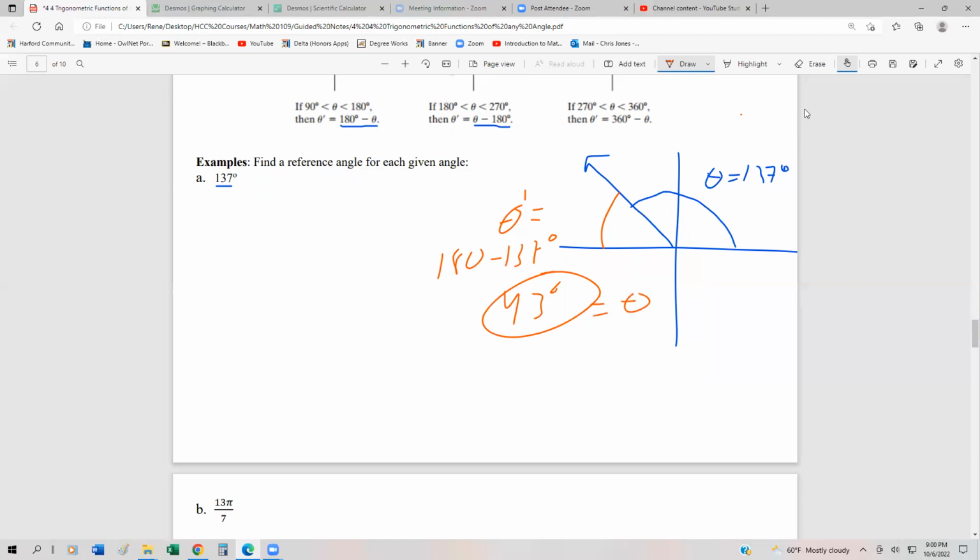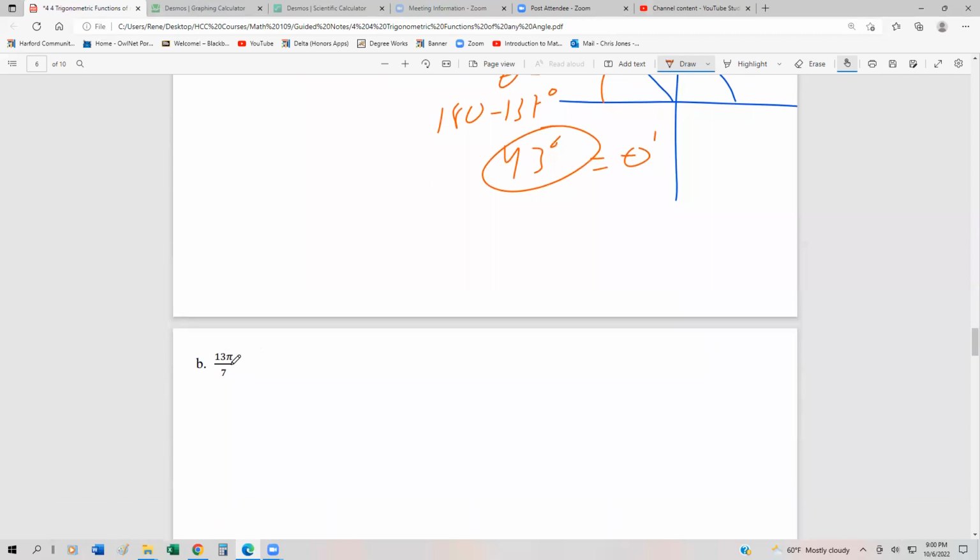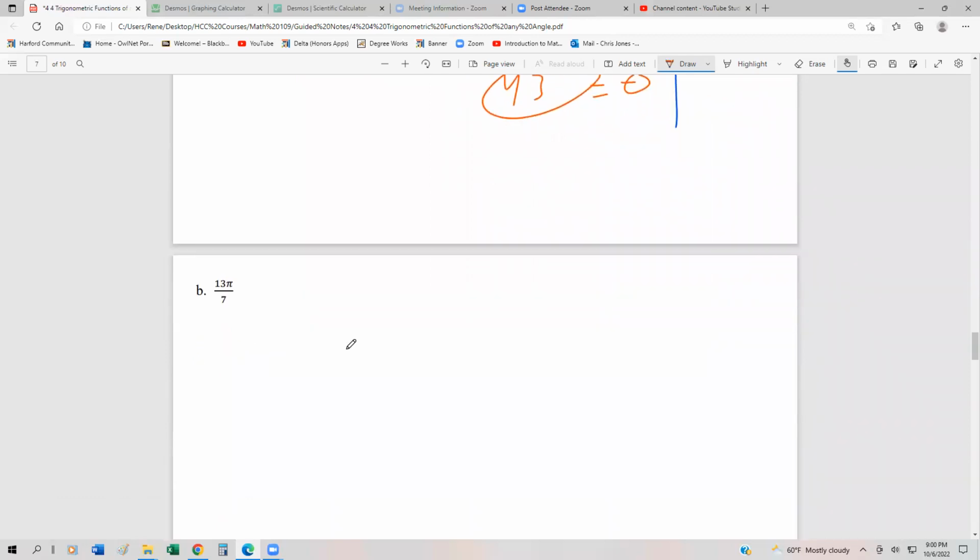It's really easy to find a reference angle, right? If it's something like 13 pi over 7, then what we might want to do is convert that into degrees. Or we could just go ahead and graph 13 pi sevenths.